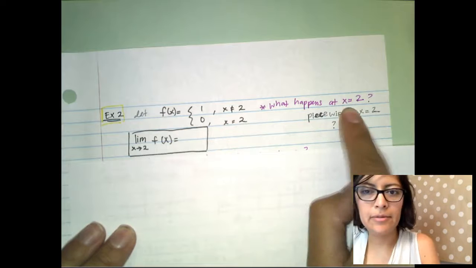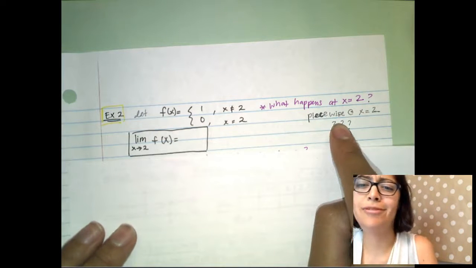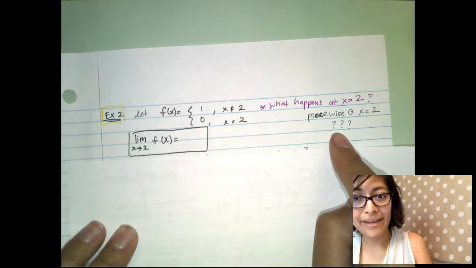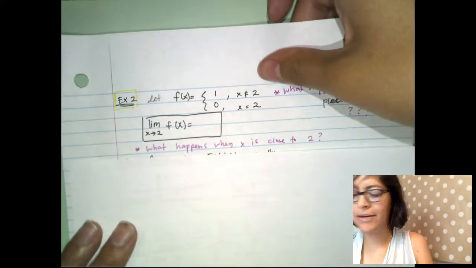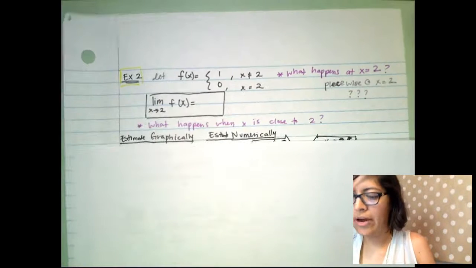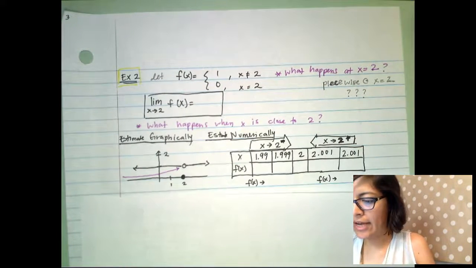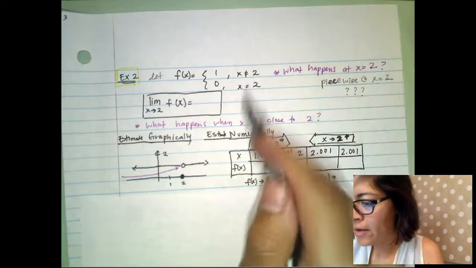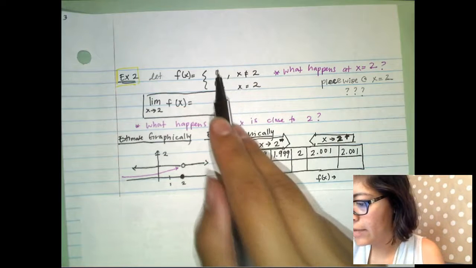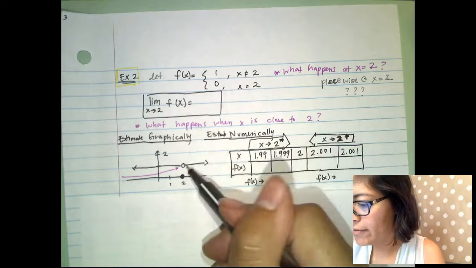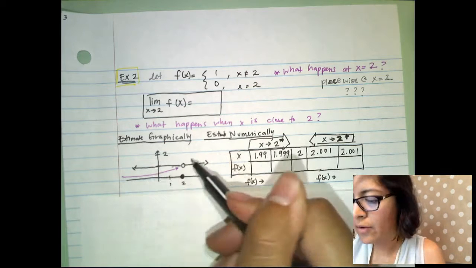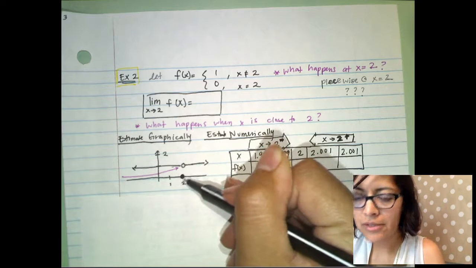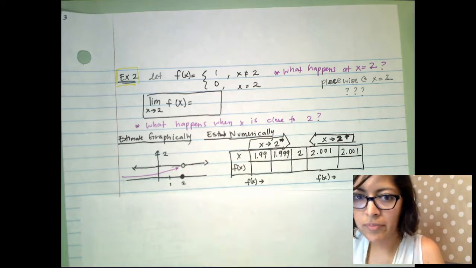So what happens at x equals 2? Well, it's piecewise at x equals 2, so I'm not really sure what that means. So we're going to look at the limit. We're going to look at what happens when x is very close to 2. So again, we're going to estimate graphically and numerically. Graphically, it's going to be 1 everywhere, a horizontal line, except at 2. At 2, it's equal to 0.